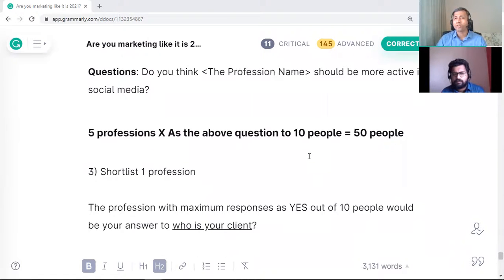shortlist one profession. So how will you do that? The profession with the maximum yes, that is out of 10 people, should be your client. If people in that industry agree that they should be more active, it means there is an interest. There is something called creating an interest or finding an interest. So is there a need? There is a term in sales which is called need. If there is a need, that helps you to convert a lead, or it is an indication that the lead can be a prospect or a future client. So asking this question is answering that.